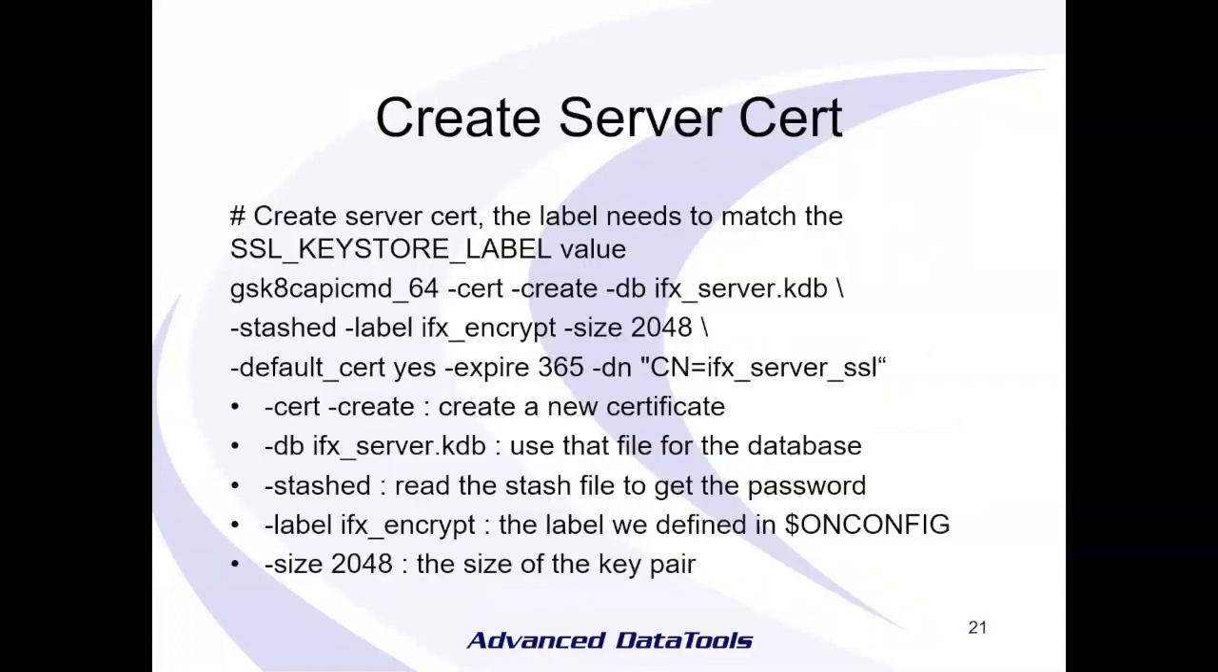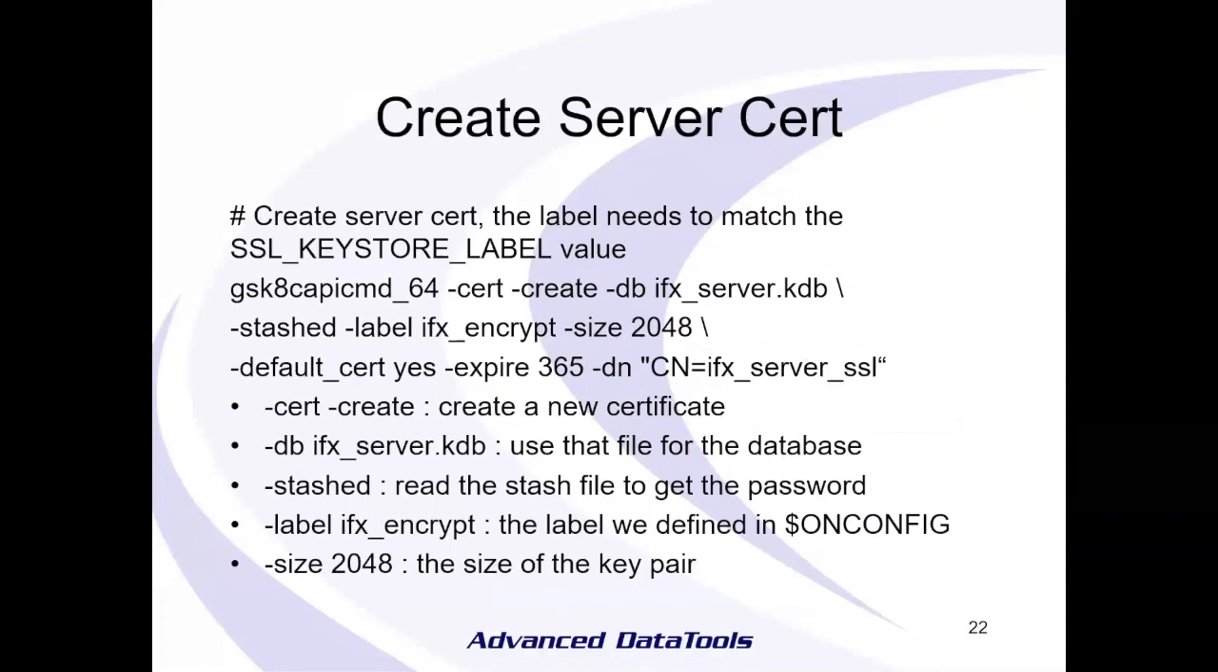Second step is we need a certificate, a server certificate. This is the public-private key pair for our Informix server. So again, we use the GSK8 CAPICMD 64 utility. In this case, rather than using -keydb, it's going to use -cert. So we're telling it to work with certificates, and we're going to create, and we're going to get the DB of the IFX server. So it's going to use the database file we created, IFXserver.kdb, and we're going to tell it stashed. So it tells it to actually use the stash password, so we don't need to pass that.